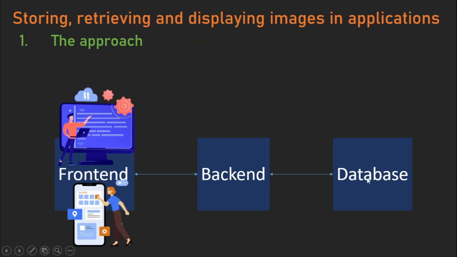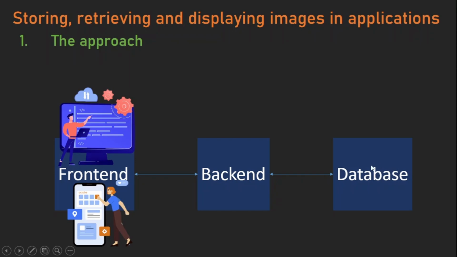So the database is very important for persistence, and the backend is the intermediary between the front end and the database. It communicates with the front end to get what the front end needs to display, and stores what the back end wants to store in the database.